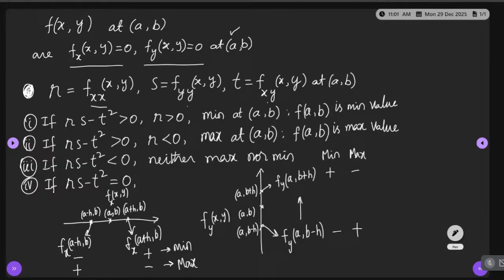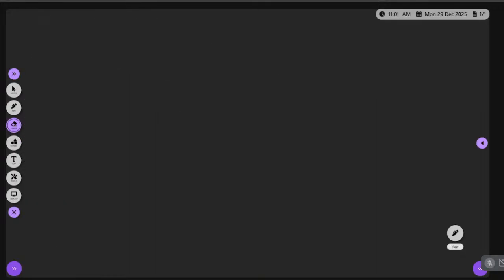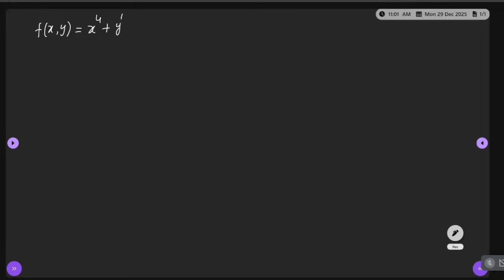Examine the function f of xy equals x power 4 plus y power 4 plus 4xy for maxima and minima. What is fx of xy?